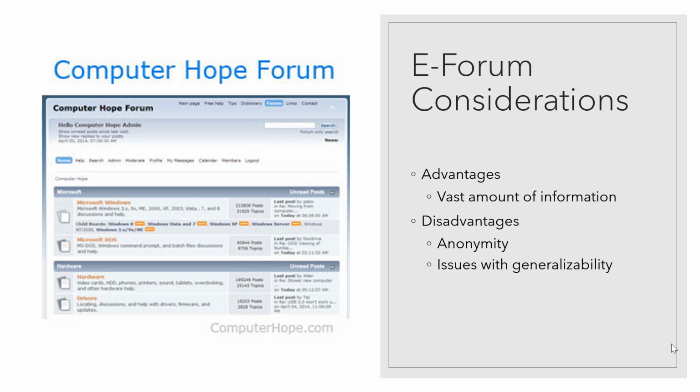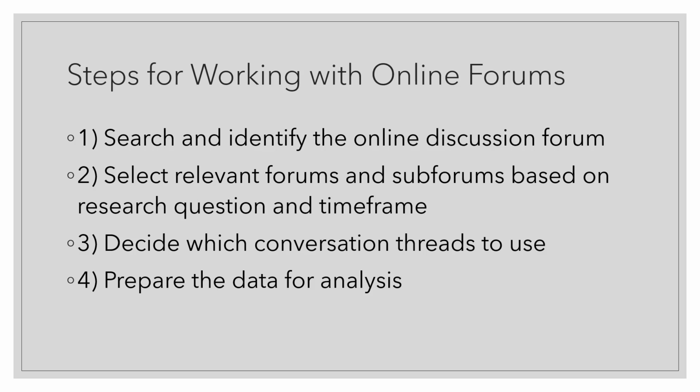Now I want to take some time and provide a step-by-step guide for working with online forums. These steps will prove to be applicable to working with blogs as well, though there should be less tidying up of the data when preparing it for analysis purposes. The first step that the researcher should undertake involves searching and identifying the online discussion board forum. The researcher should use multiple search engines to do so, and the researcher should also use a variety of search terms while keeping in mind that sites may vary on how sites are named.